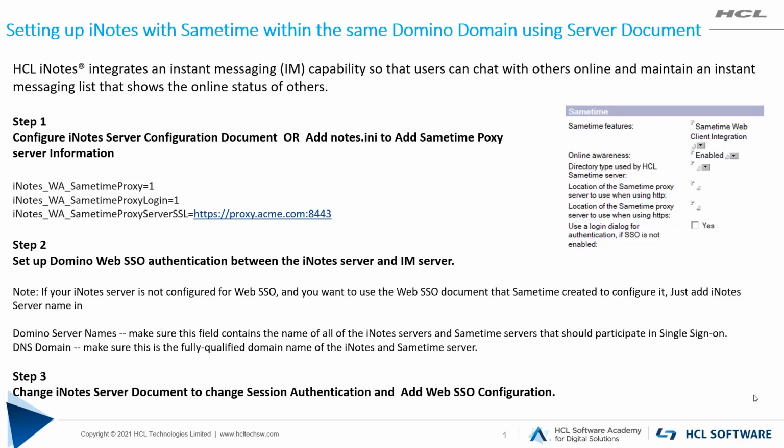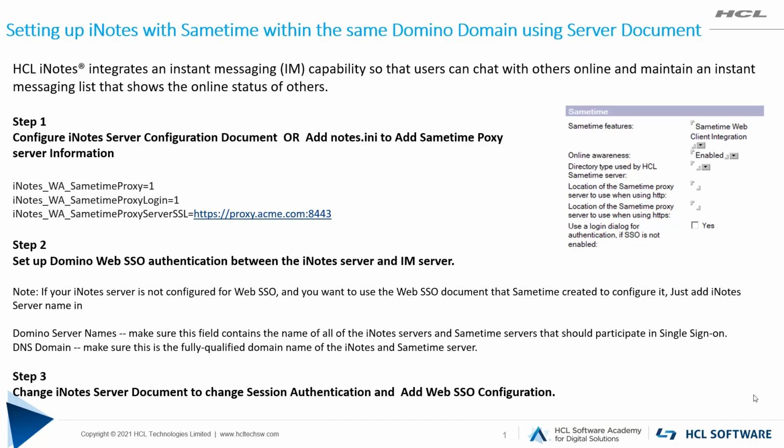Second step, set up Domino web configuration authentication between the iNotes server and the Sametime IAM server. Note, if your iNotes server is not configured for WebSSO and you want to use the WebSSO document that Sametime created to configure it, just add the iNotes server name in the Domino server names list. Domino server names: make sure this field contains the names of all of the iNotes servers and Sametime servers that should be participating in single sign-on. DNS domain: make sure this is the fully qualified domain name of the iNotes and the Sametime server.